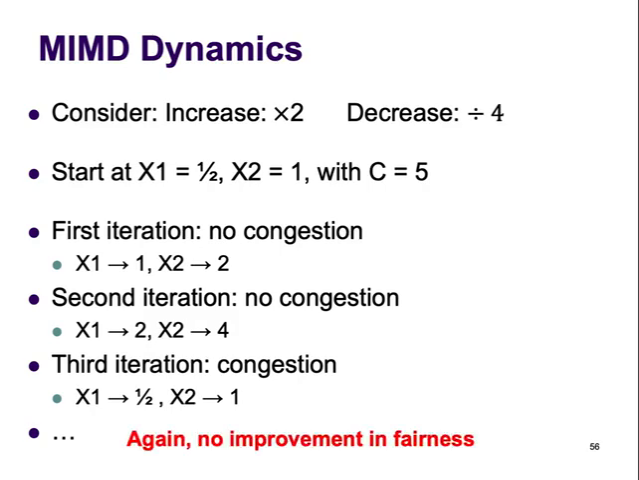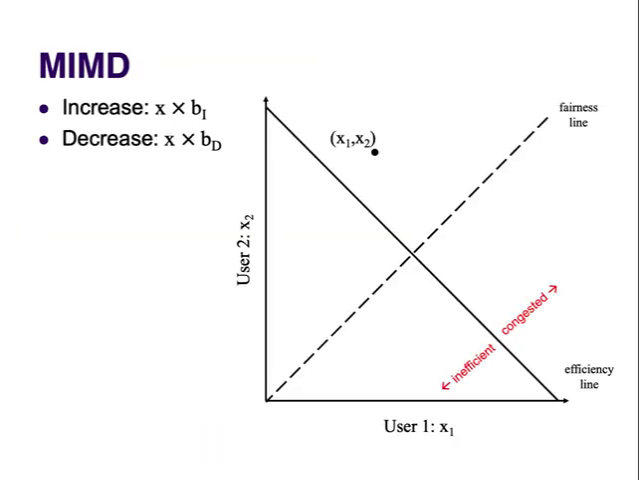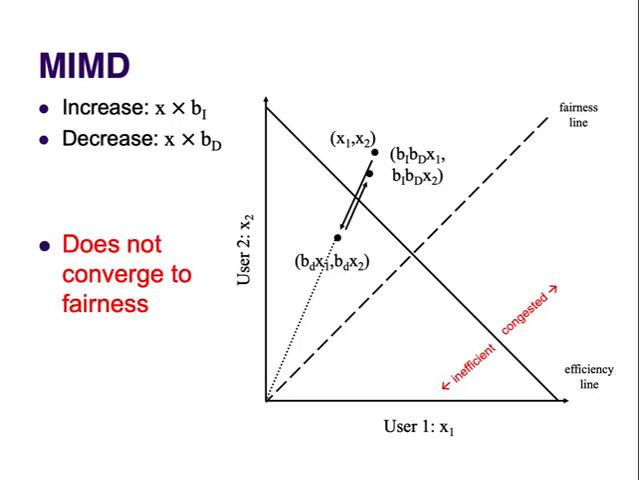Same as before, we are oscillating around congesting and not congesting, which is good. That's what we want to do for efficiency. But again, we're not reducing the gap in fairness between x1 and x2. Make sense? Going back to our picture of why that is, we're just moving along the line that has a slope of x2 over x1. But again, we're never moving that line closer to fairness. Again, it doesn't converge to fairness.